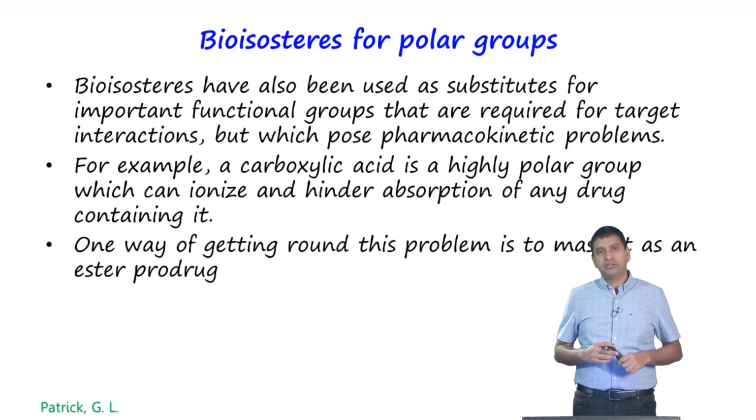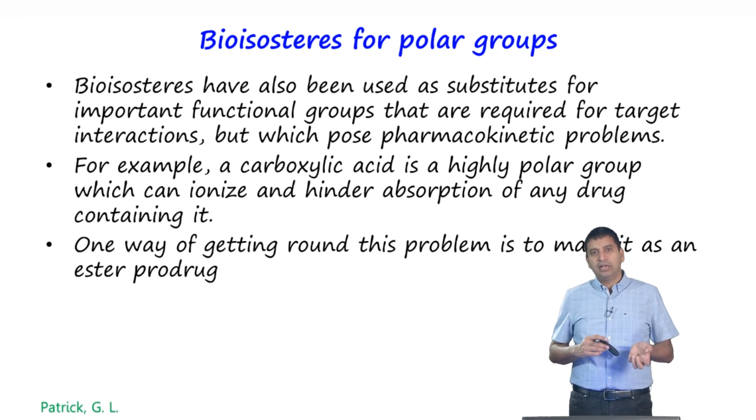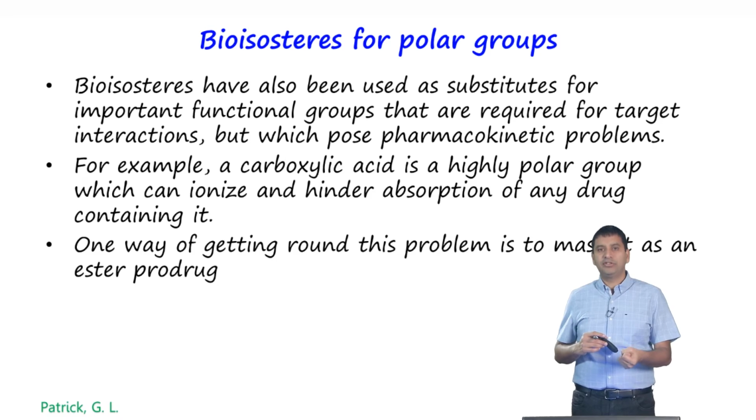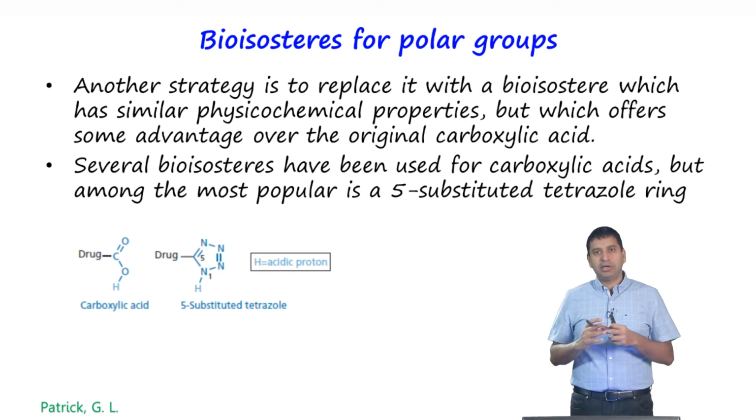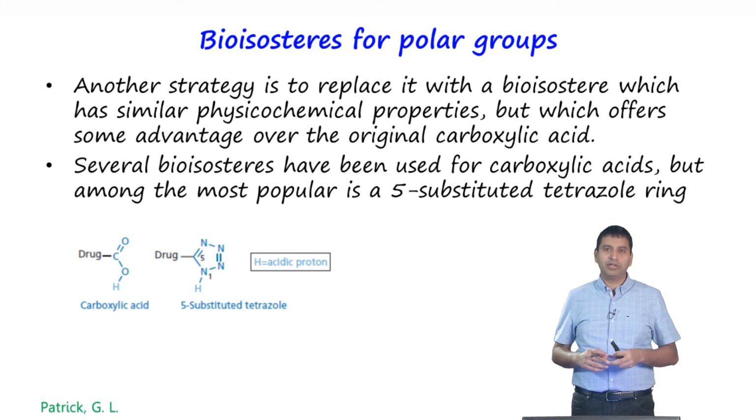Now, bioisosteres are used for polar groups. Bioisosteres, which we have looked at previously, have been used as substitutes for the important functional groups that are required for target interactions. But these pose pharmacokinetic problems. For example, a carboxylic acid is a highly polar group, it can ionize and it can hinder absorption, and you may need to replace it in order to address these points. One way to address this is to mask it as an ester prodrug. We will look at prodrugs later in the course. Another strategy is to replace it with a bioisostere which has similar physical chemical properties, but which offers an advantage over the original carboxylic acid.